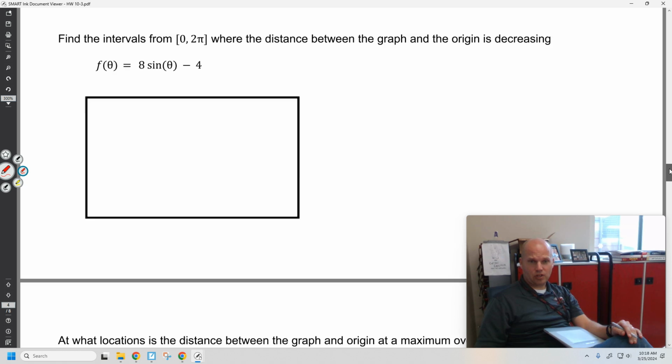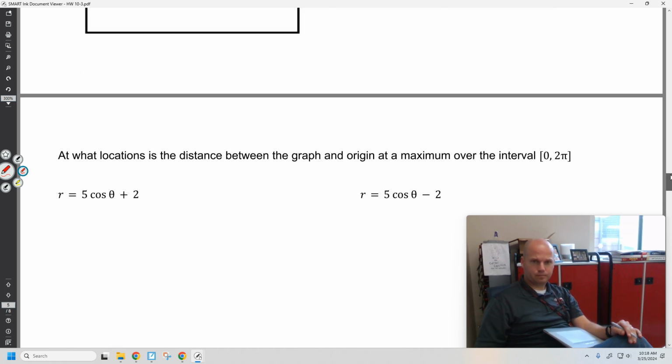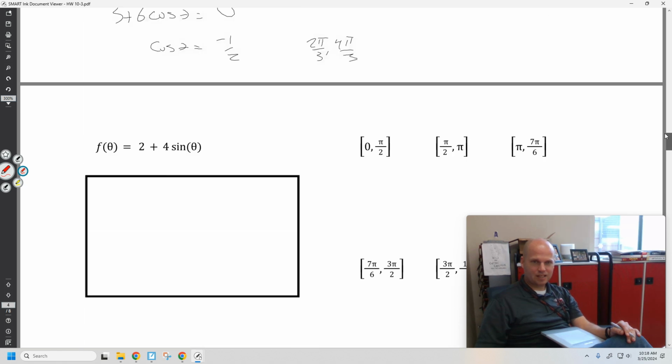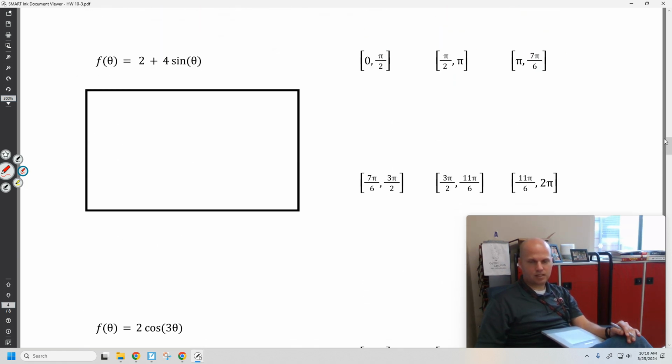There's a lot more, but it's all the same. And then we'll talk about maximum and minimum distances. It's a little repetitive. You'll be fine.